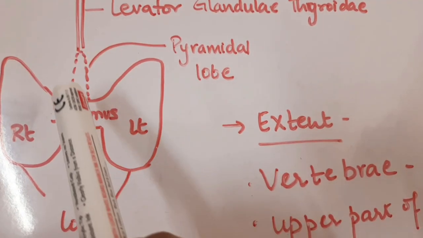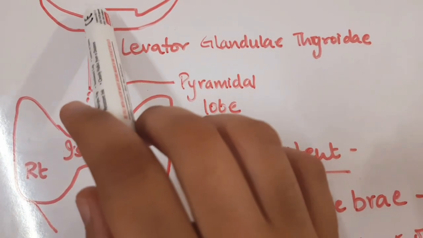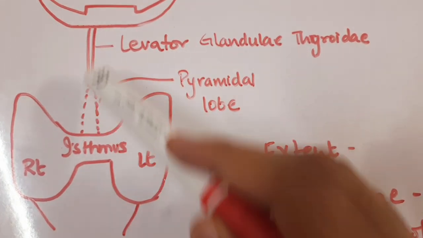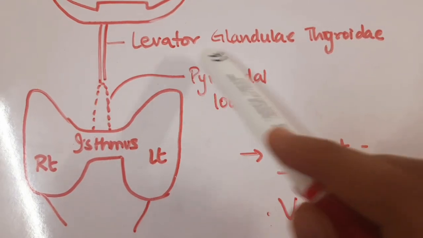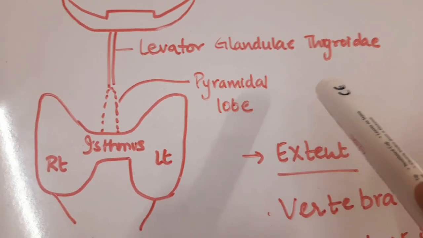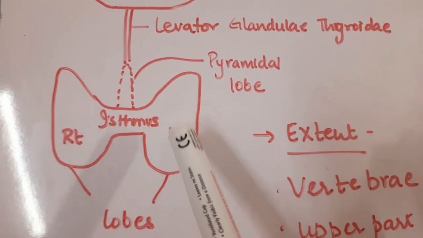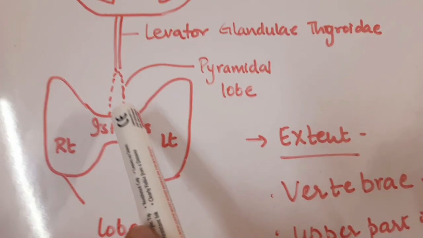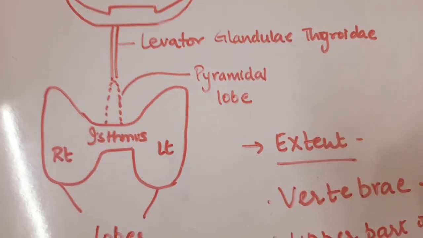Now this pyramidal lobe, when it is present, it is connected to the hyoid bone. So this is the hyoid bone, this is the pyramidal lobe. When it is present, it is connected to the hyoid bone by a structure called levator glandulae thyroidae, which is a fibrous structure. So let's repeat the anatomy again. The right lobe, the left lobe, isthmus, pyramidal lobe, connected to the hyoid bone by the levator glandulae thyroidae.